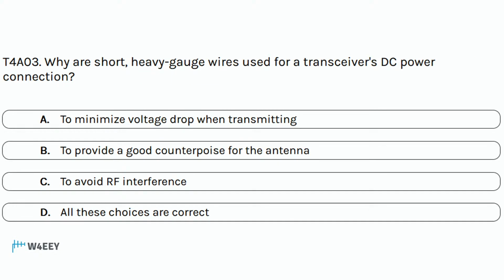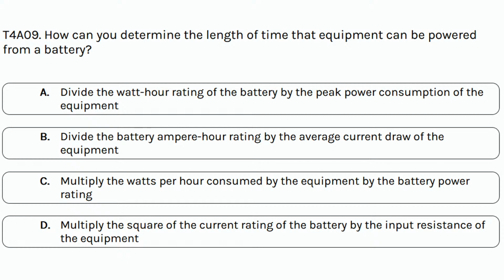Why are short, heavy gauge wires used for transceivers' DC power connections? Alpha. Yeah, we're trying to minimize voltage drop, trying to keep 13.8 volts at both ends. And how can you determine the length of time that equipment can be powered from a battery? Bravo. Yeah, divide the battery's ampere hour rating by the average current draw of the equipment, and that'll give you the amount of time.